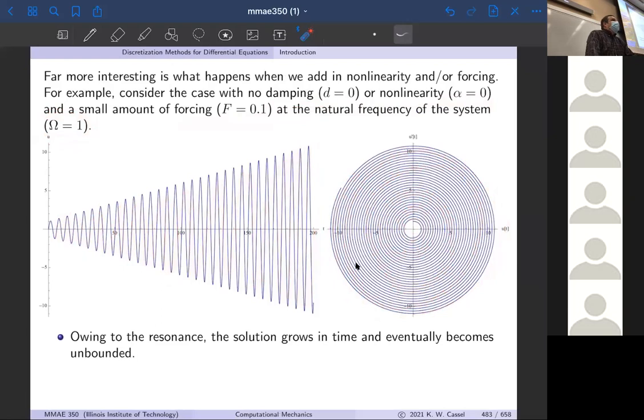as the amplitude gets bigger and bigger and bigger. That is resonance. That truly is resonant behavior. The solution is growing in time because I'm forcing it at the natural frequency of the system. And that tiny little nudge every time makes it get bigger and bigger until it blows up.